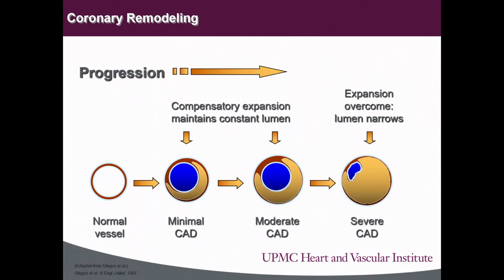So when we look at coronary remodeling, this is just a pictorial to show you progression. You have a normal vessel, you have minimal CAD, and then as that luminal diameter narrows due to severe CAD, that's where we can certainly have problems with ischemia.